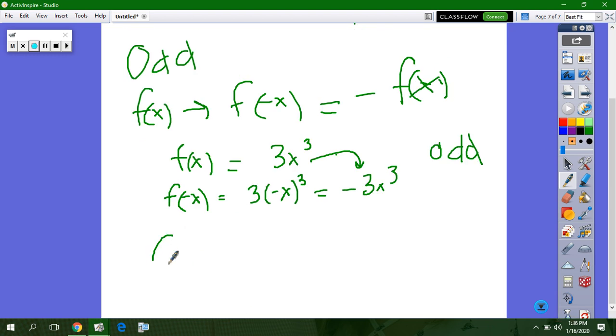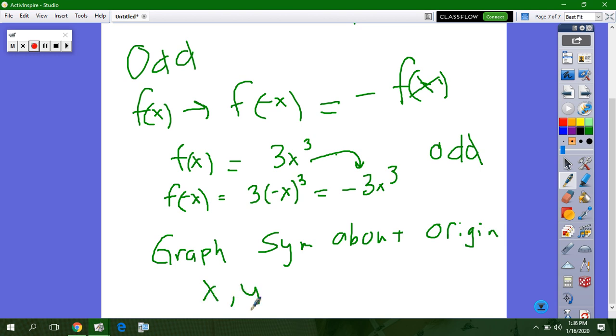And on the graph, if you're looking at it from the odd perspective, it is symmetric about the origin. You guys know what that means? So basically it says this: if I have point (x, y), the point that will be on my graph will be (negative x, negative y). That's what symmetrical about the origin is.